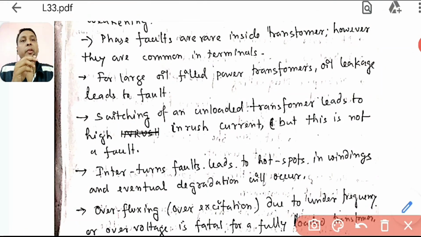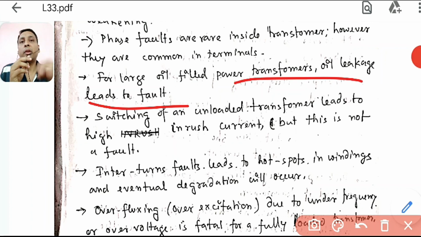For a large oil filled transformer, oil leakage leads to fault. If the oil level is falling very low, then the transformer will heat up. That will make your winding heat up more, then the winding can burn. So that will lead to a fault. So we have to think of that also.